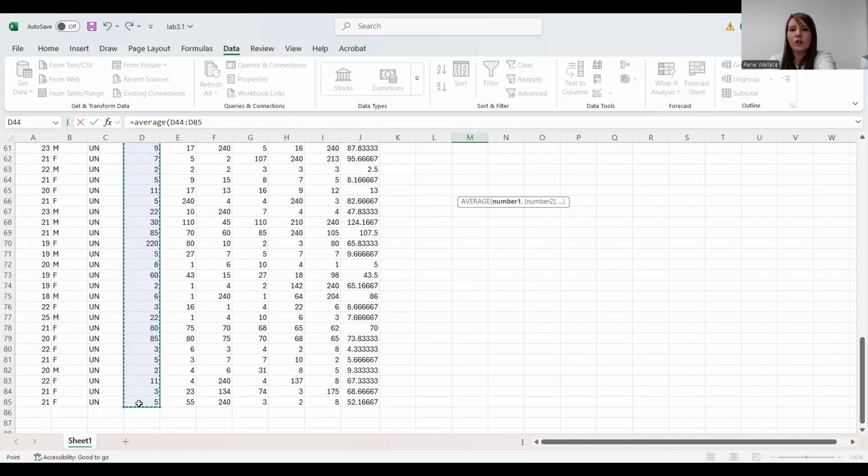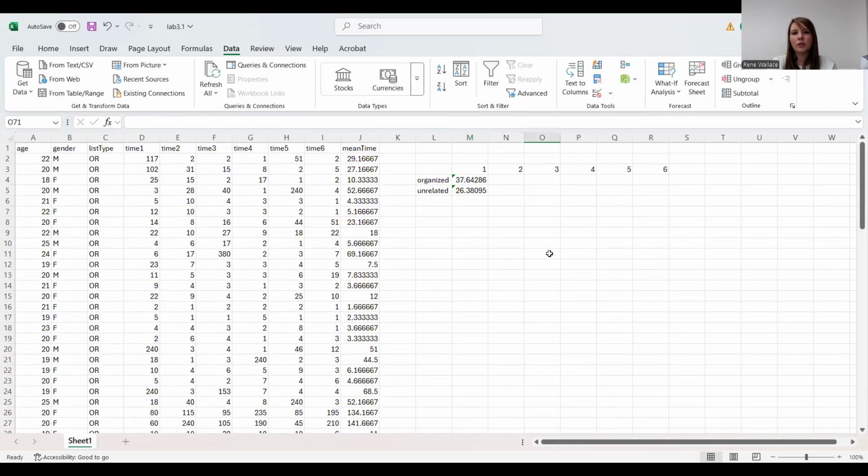Let go, close parentheses, click off somewhere, 26.38. So you can do that for every one of them if you want to do it the hard way, even though that's already an easy way. So I can just ask Excel to copy this formula all the way across.